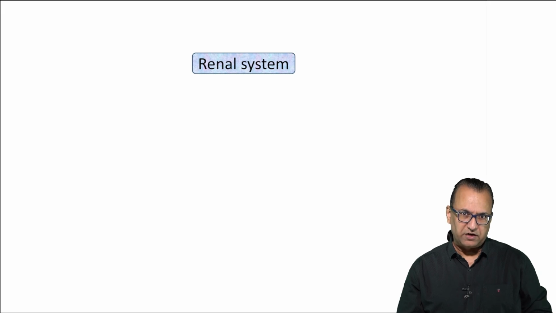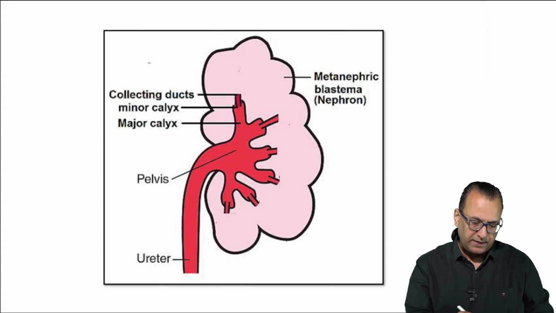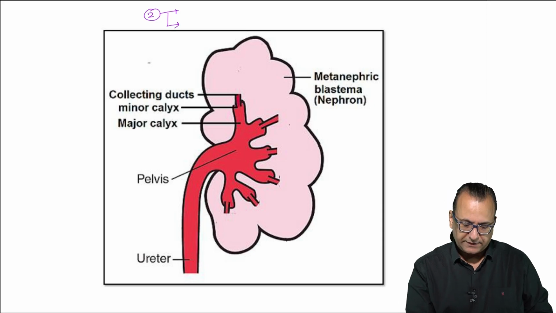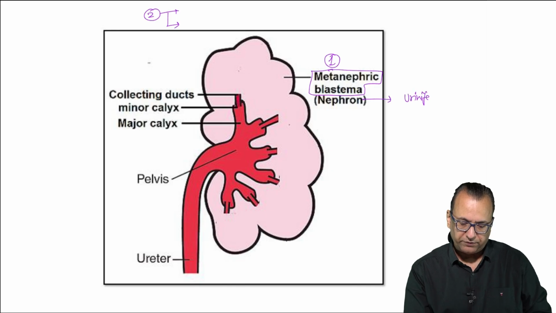Renal system histology. Let us look at the embryological development in the beginning. When we talk about the kidney, the kidney will have two parts. So what are the two parts embryologically? Number one, it is the metanephric blastema, which is going to form the nephron, or what is also called uriniferous tubules. These are the ones which will be forming urine.